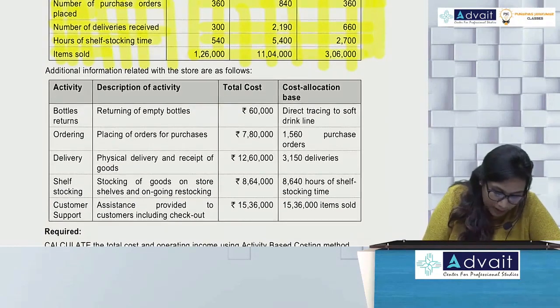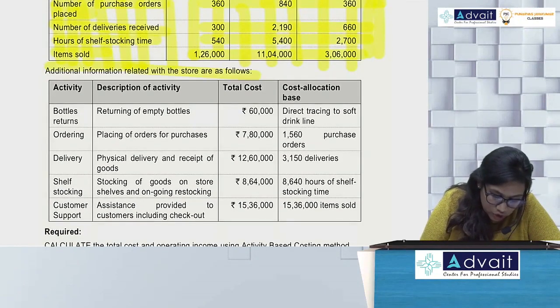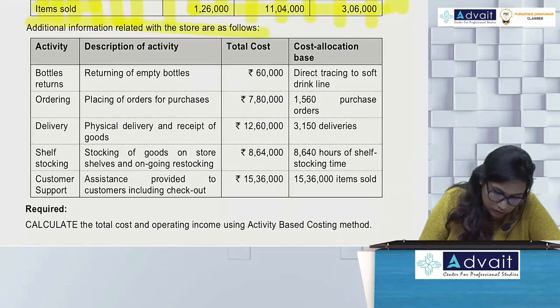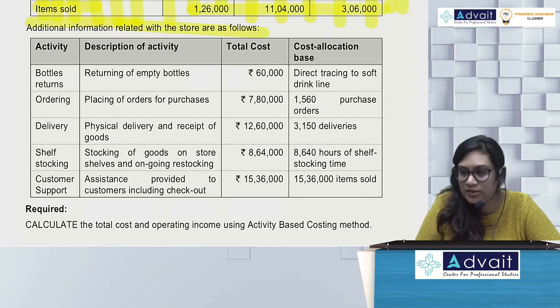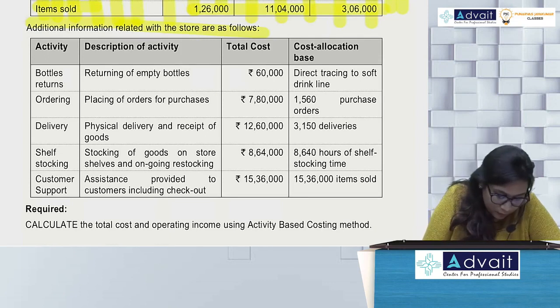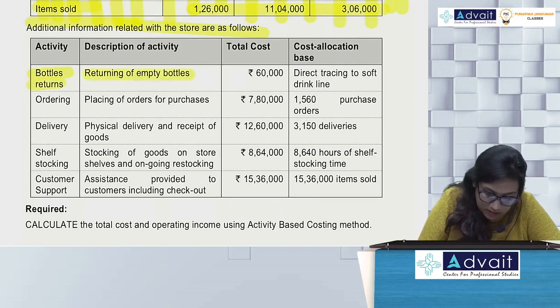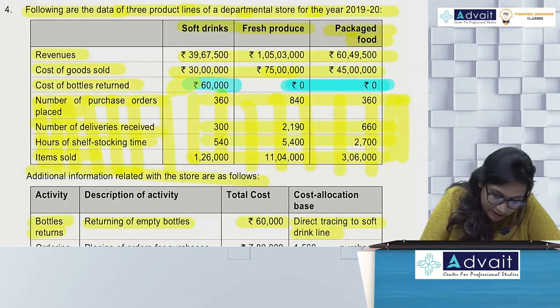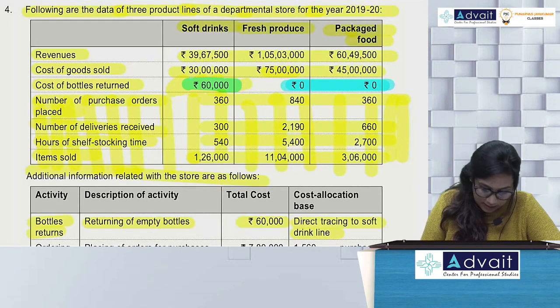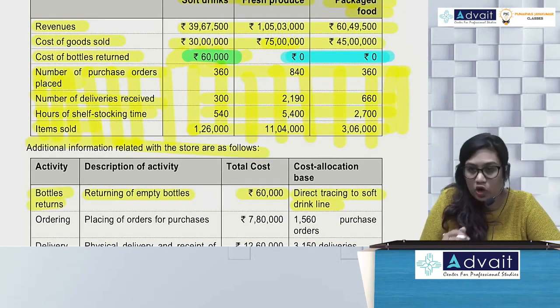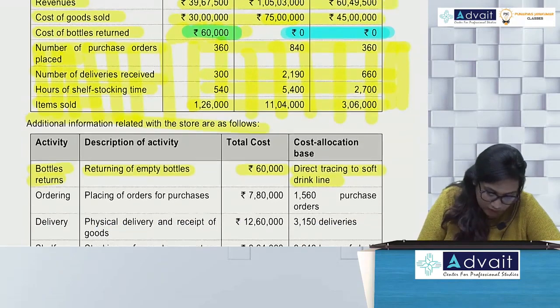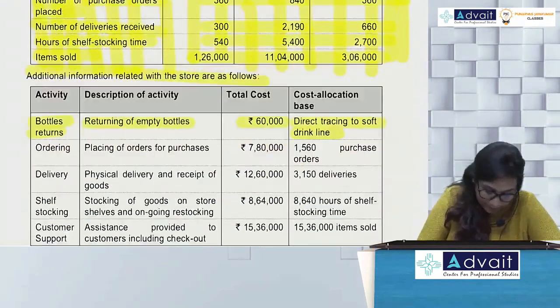So let's read. Additional information related with the store is as follows. So now let's see how they have classified the cost, into what activities the costs have been classified. So first they have given bottle returns, returning of empty bottles 60,000 rupees. This is direct tracking to soft drinks line. See, they have already given it here. So there is nothing new that we understood when we read cost of bottles return. So this belongs to soft drinks only.